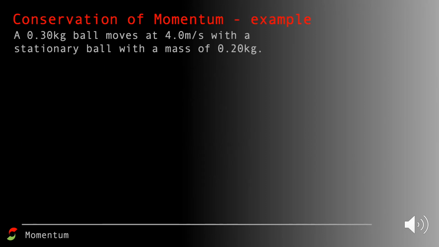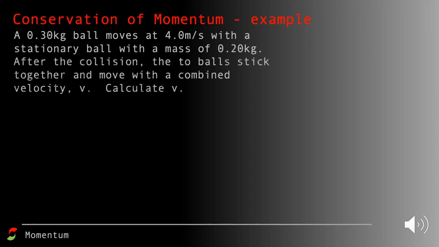So let's have a look at an example considering that. We have a 30 kilogram, sorry, a 0.3 kilogram ball moving at 4 meters per second, and it's going to collide with a stationary ball with a mass of 0.2 kilograms. Then after the collision, the balls are going to stick together and move off with a combined velocity v, and we're going to calculate this unknown velocity v.